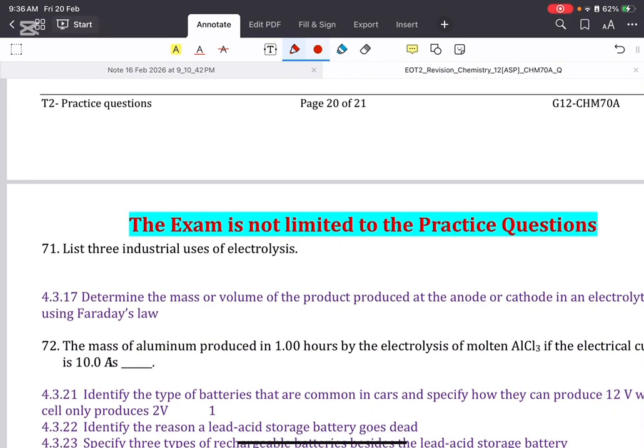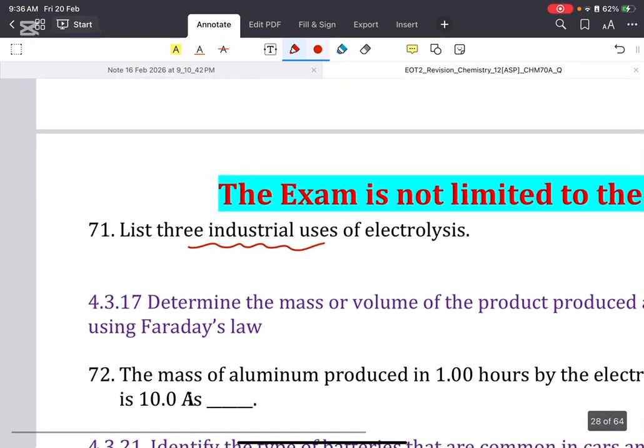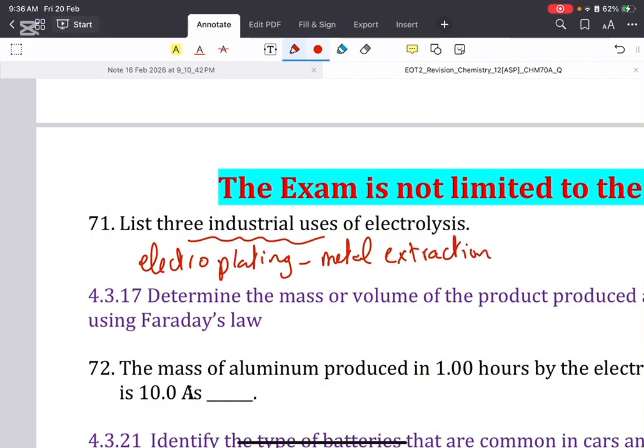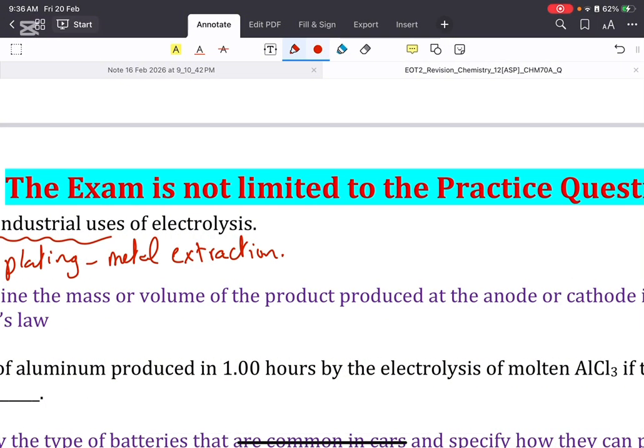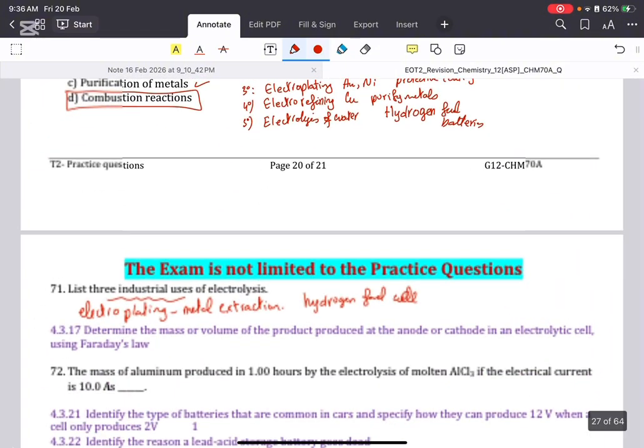Okay, so here it comes. List the 3 industrial uses of electrolysis. So I just gave you 5. So let's say first electroplating, metal purification or metal extraction, for example, and hydrogen fuel cell, or you can simply say electrolysis of water. So you can choose any of those.